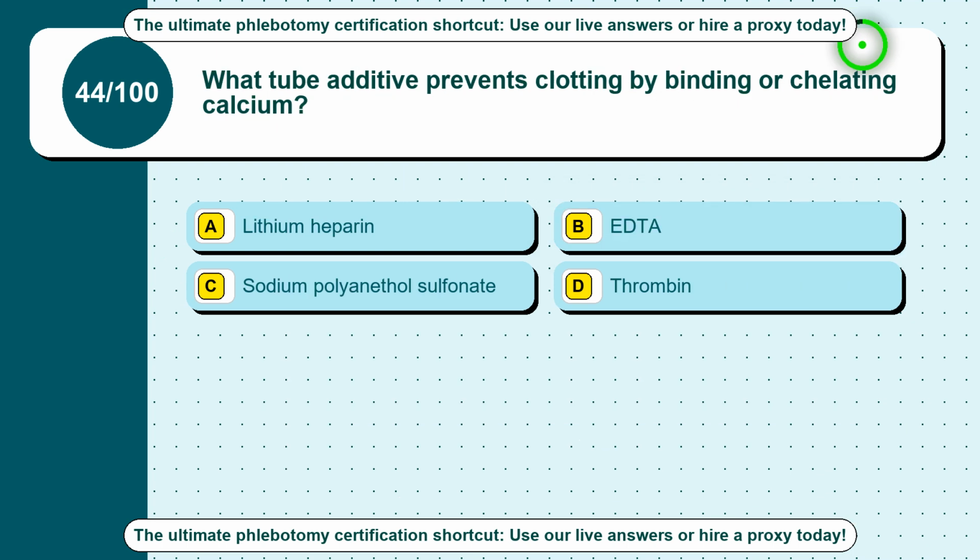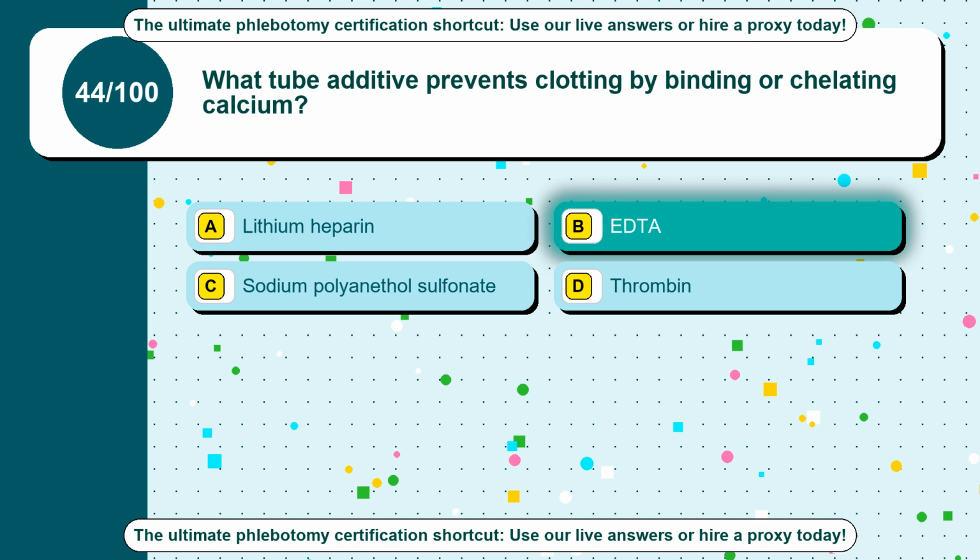Question 44. What tube additive prevents clotting by binding or chelating calcium? Option A, lithium heparin. Option B, EDTA. Option C, sodium polyanethol sulfonate. Option D, thrombin. The correct answer is option B, EDTA.